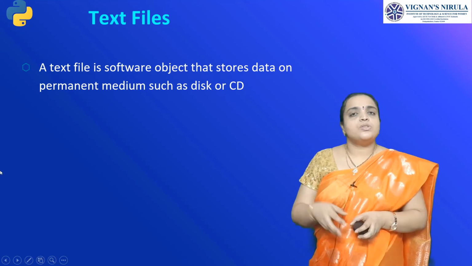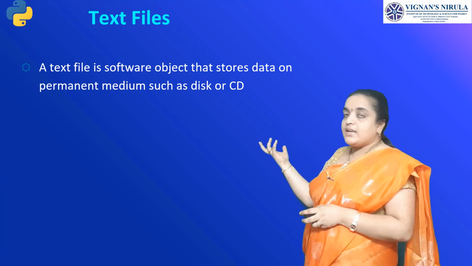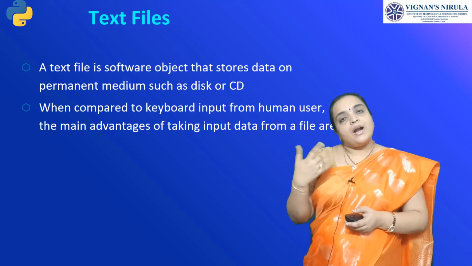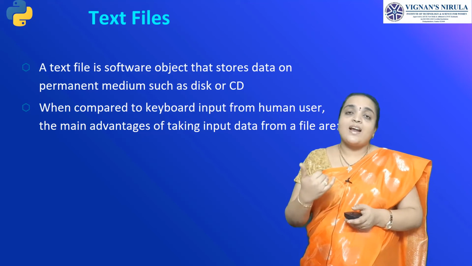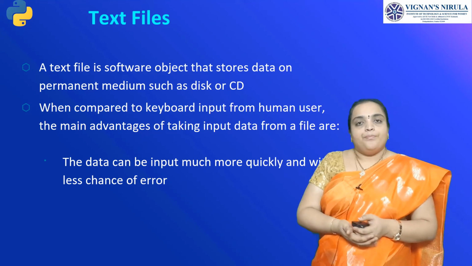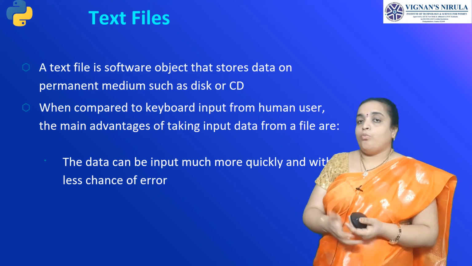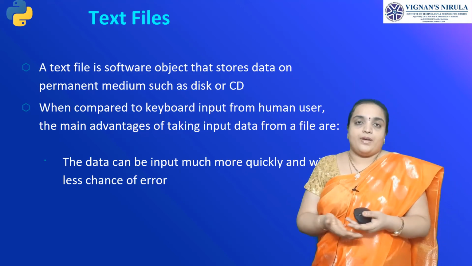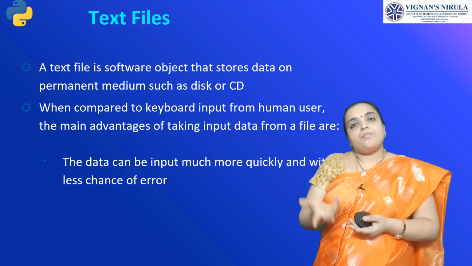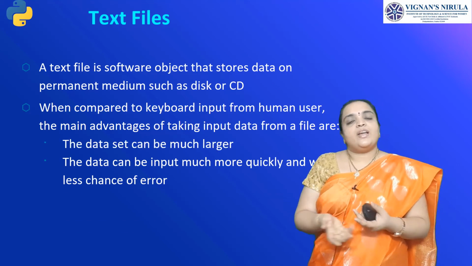The text file is a software object that stores data in a permanent medium. It will be stored on the disk or on a CD, that is your hard disk or a CD. So when compared to keyboard input, the human user has a main advantage with input through a file. What are the major advantages? The data can be input much more quickly and with less chance of error. Yes, if you type 100 lines of input at a time, we will get errors, isn't it? So instead of that, if you store it in a text file, then it is very easy for us.